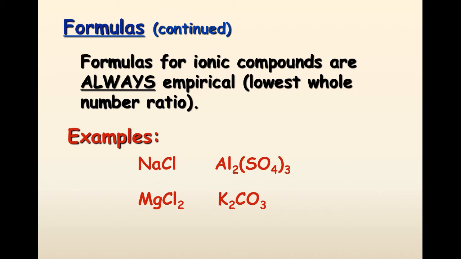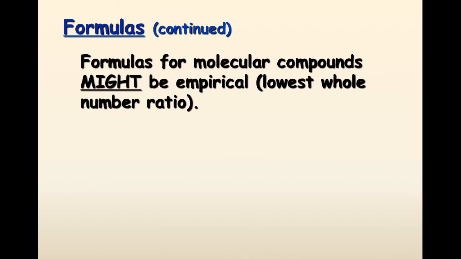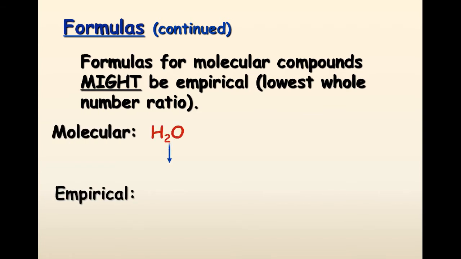Most of the stuff we're doing now is going to be covalent compounds, where you change the number of atoms, and you're going to get a completely new compound. So, looking at our molecular compounds, which are usually covalent, they might be empirical. Some are, some are not. For example, water is just H2O. You can't get anything simpler than water.